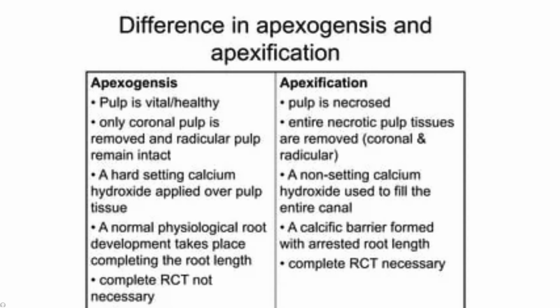Whereas in apexogenesis, complete RCT is not necessary. Why is that? No need to do a full root canal treatment for the patient under the apexogenesis, because as I said, it is only pulpotomy or direct pulp capping or indirect pulp capping, but it's not root canal treatment. Whereas the apexification, root canal treatment is required. So you need to complete all the steps of the root canal treatment under the apexification procedure. That is the main differences between the apexogenesis and apexification.